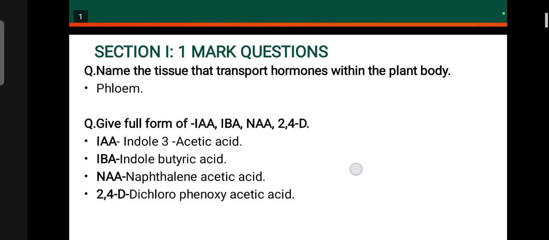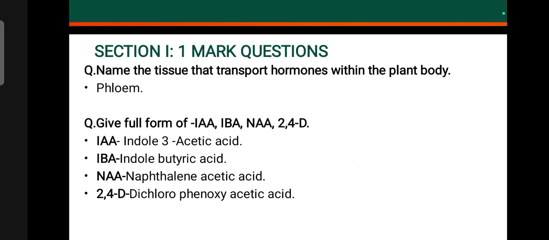1 mark questions. Name the tissue that transports hormones within the plant body. It is phloem. Give full forms of IAA, IBA, NAA, 2,4-D. So full forms are given here. IAA, indole 3 acetic acid; IBA, indole butyric acid; NAA, naphthalene acetic acid; and 2,4-D is dichlorophenoxyacetic acid.